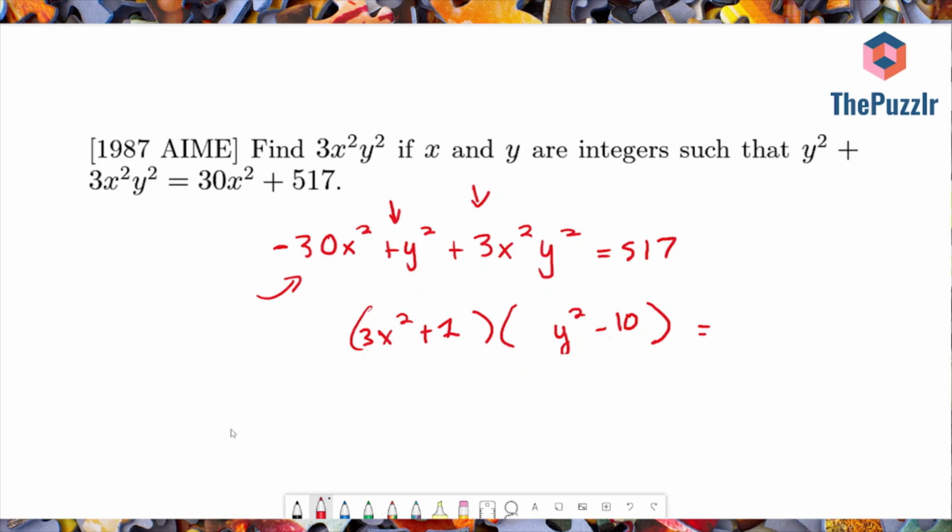And since it does work, we have 517 here, and then we have to subtract that 10 to give us 507. Okay, so we have 3x squared plus 1 times y squared minus 10 is equal to 507. What is the prime factorization of 507? Well, if you add up the digits of 507, it's equal to 12. So it's divisible by at least 3. If you divide it by 3, 507 divided by 3 gives us 169. I know that 169 is equal to 13 squared. So this equals 3 times 13 squared.